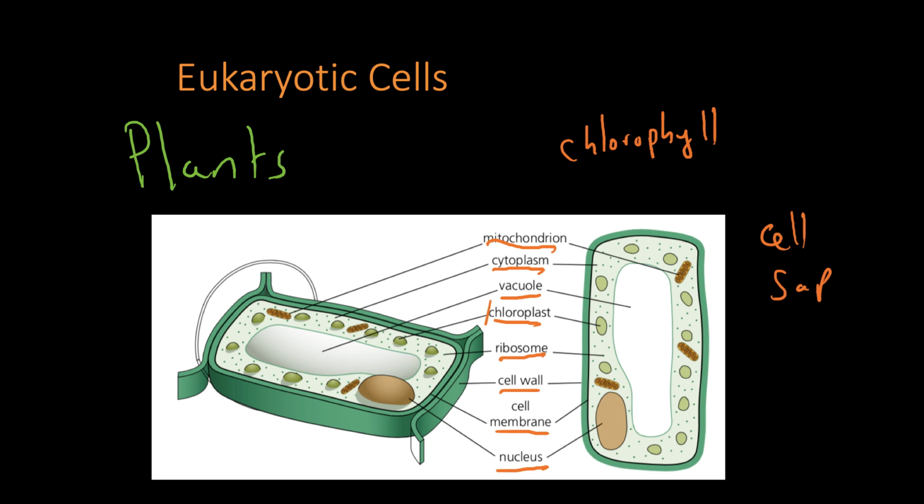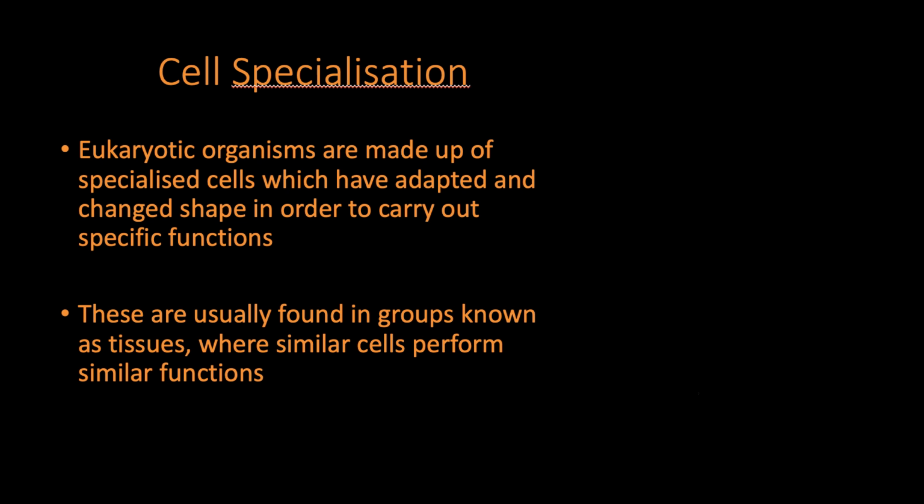We know exactly what that does. Okay, so that is what your cells look like, but that is not what all of your cells look like. We have what's called cell specialization. Cell specialization is basically where we have cells which look different, do different things, and have different components. Our cells are able to specialize because they need to carry out a specific function.